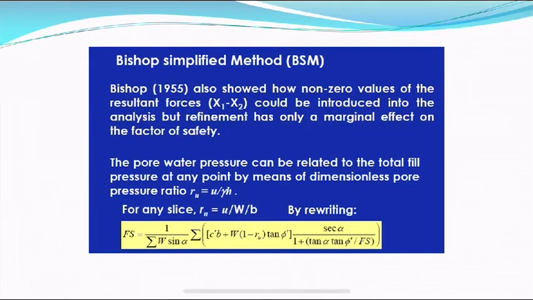So the pore water pressure is defined in terms of total fill pressure at any point by means of a dimensionless pore water pressure ratio, called RU, where RU equal to 0.5 means the slope is completely saturated, and for any slice RU is equal to mu by W. By rewriting this in the previous equation, we can write the factor of safety as 1 by sigma W sin alpha into sigma C dash B plus W into 1 minus RU tan phi dash into secant alpha by 1 plus tan alpha into tan phi dash by factor of safety.